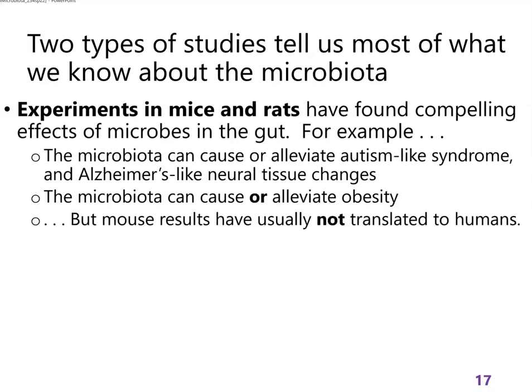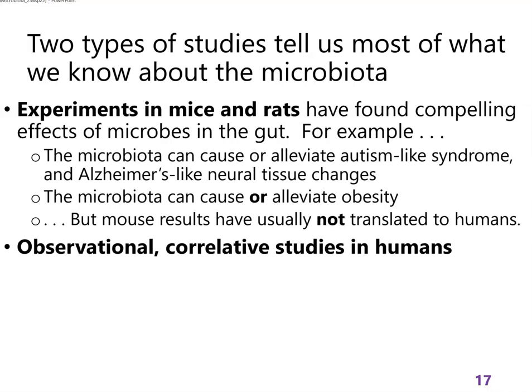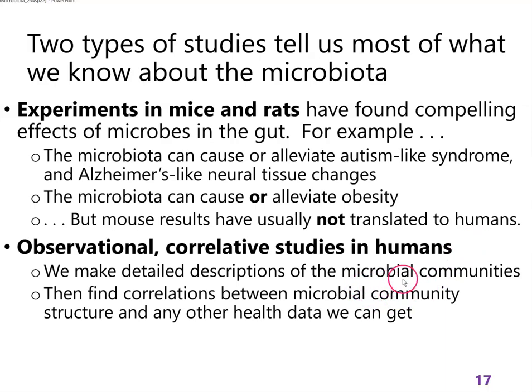These have never been done in humans. Obviously, it would be really cool if we could control how fat or skinny we were using bacteria we could eat, but there's nothing like that in humans. What we do in humans is we can't do those experiments, but we can do correlational observational studies where we describe the microbial community structure in a person, and then we correlate that to other health data we get. So let me show you an example.